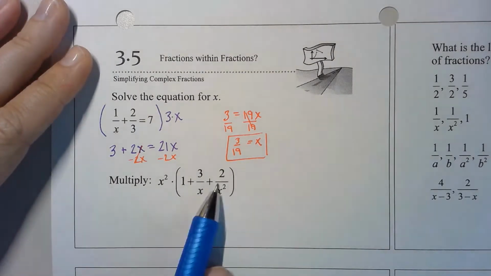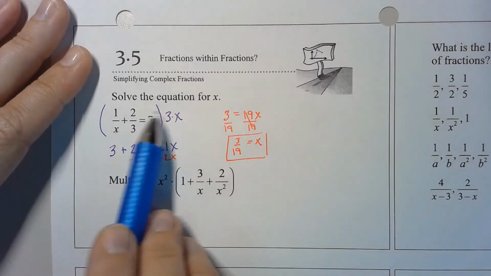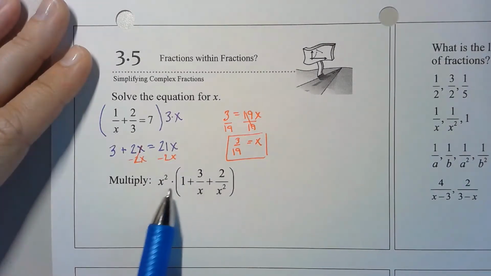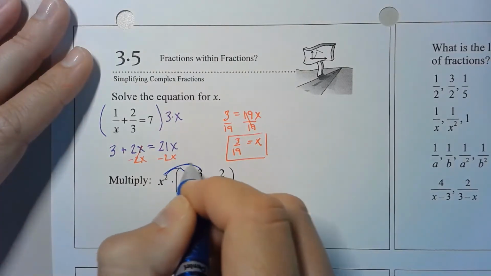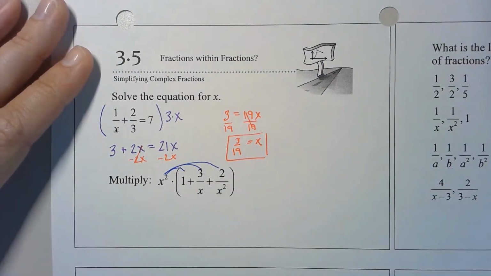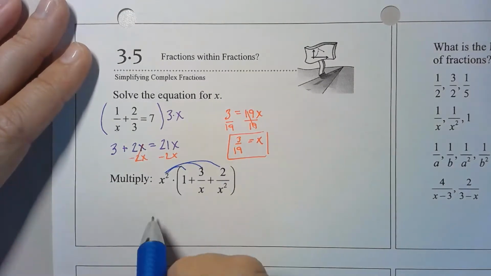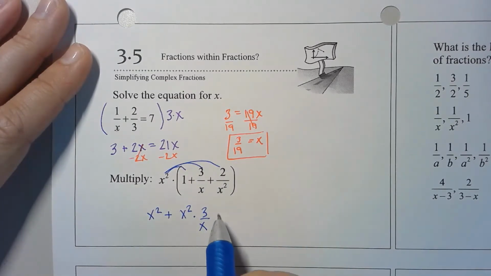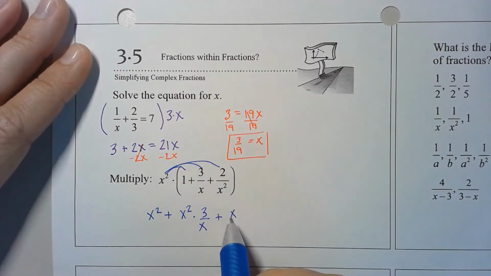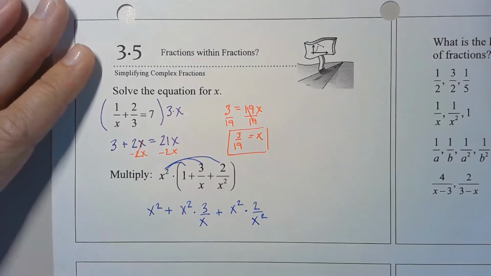Well, maybe we should have done this second one first. This is asking me to multiply these, kind of like we multiplied everything by 3x. I want to multiply this by x squared. So we're going to distribute that x squared. Maybe we should have done this first, like I said, no big deal. So I have x squared times 1, which is x squared, plus. And if it helps, we can write this as x squared times 3 over x, plus x squared times 2 over x squared, right?